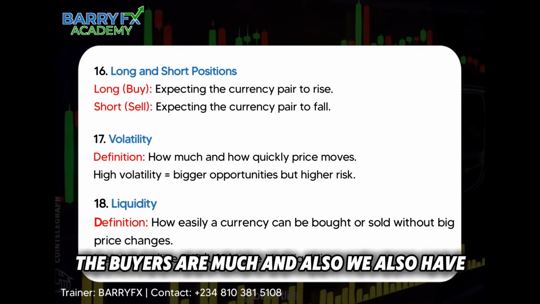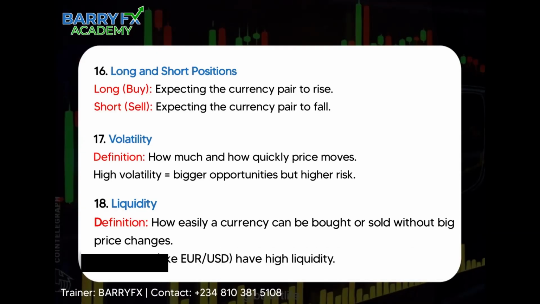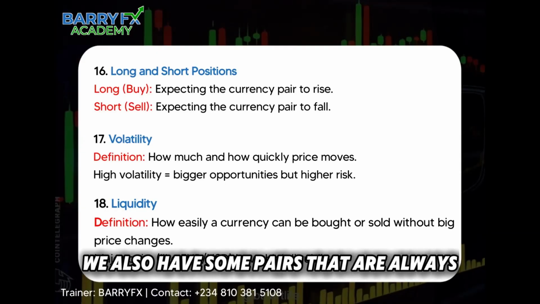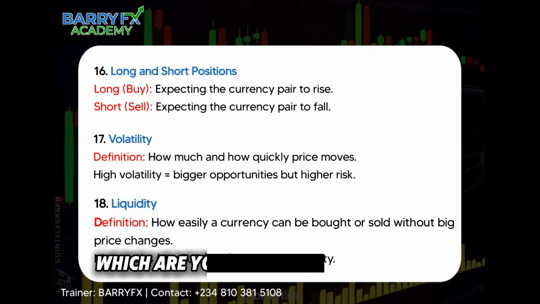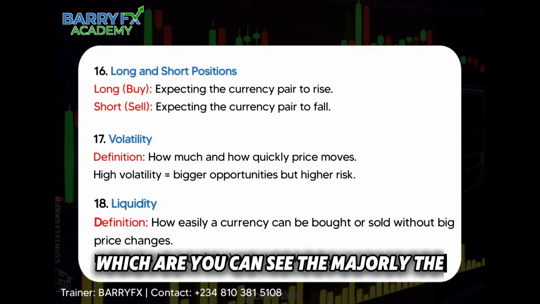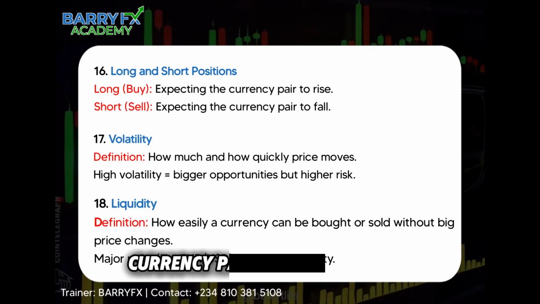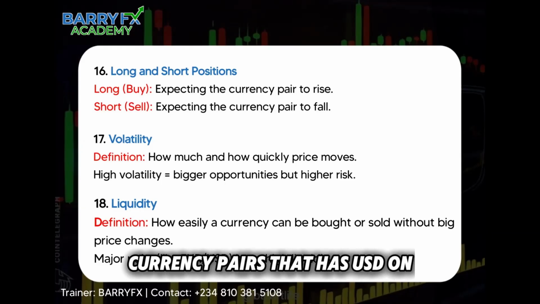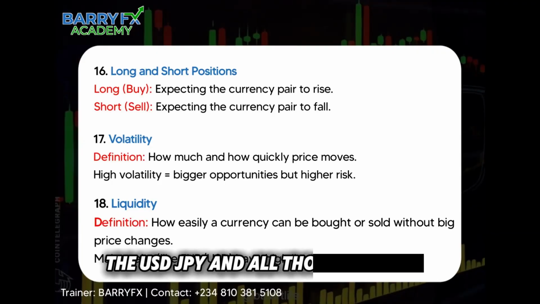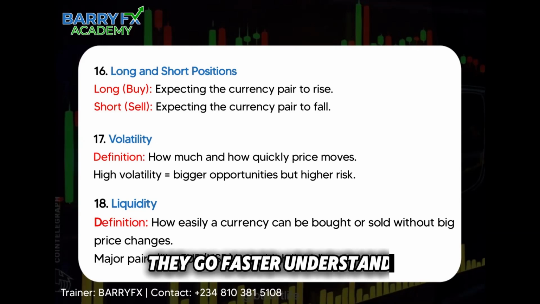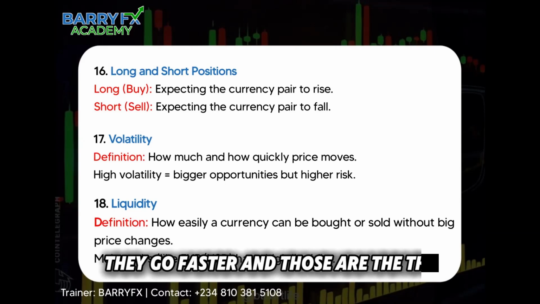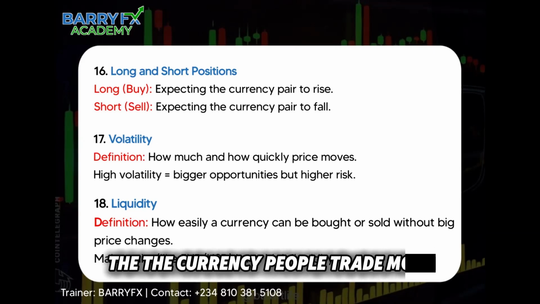We also have some pairs that have high liquidity, which are majorly the currency pairs that have USD in them, like EUR/USD, USD/JPY, and those currencies. They have high liquidity. They run faster. They go faster, understand? Those are the currency pairs people trade most.